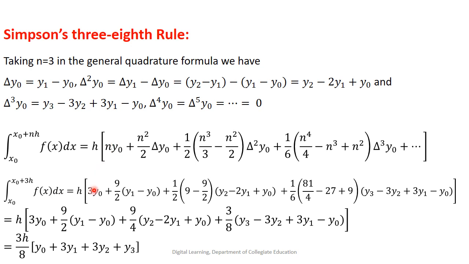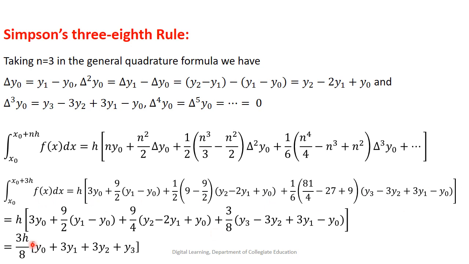Here I am taking n is equal to 3, and here also n is equal to 3, and I am substituting delta y naught is equal to this, delta square y naught is equal to this and delta cube y naught is this, and here also I take n is equal to 3.